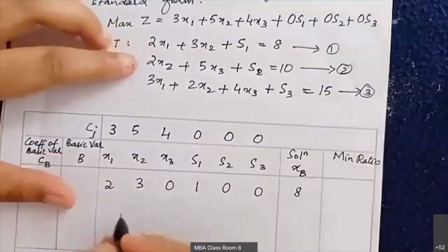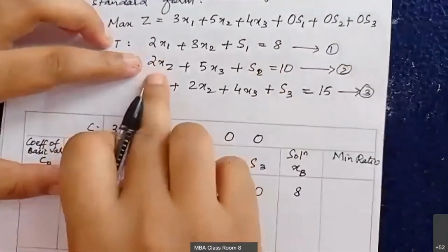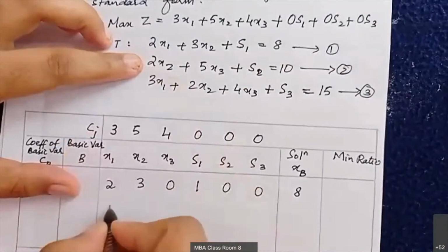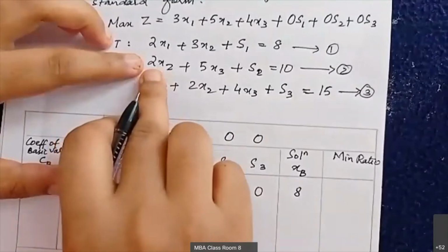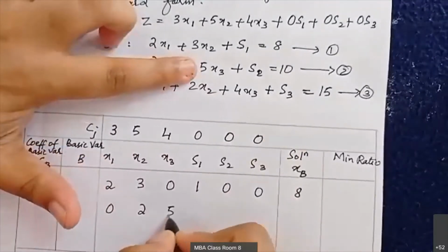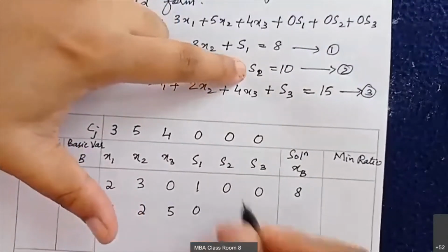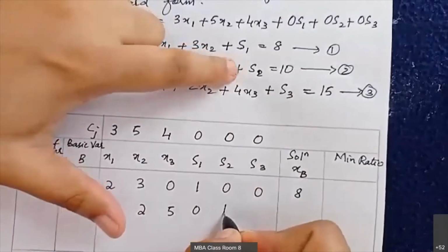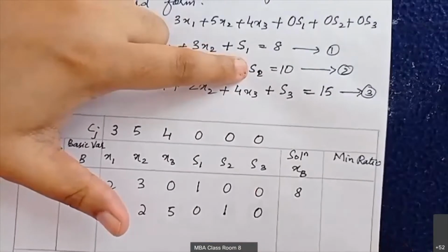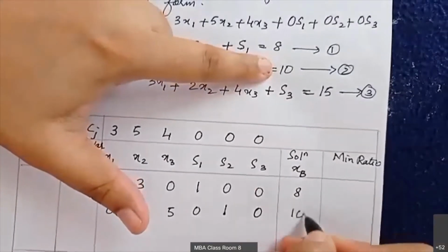Similarly, can you tell me for the second one? Is there x1 in the second equation? No. So I will put 0. x2, is there x2? Yes, I'll put 2. x3 is there, I'll put 5. s1, is there s1 here? No, I will put 0. s2 is there, I'll put 1. Coefficient of s2 is 1 and coefficient of s3 is 0. What is the solution? 10. So under solution, I will write 10.